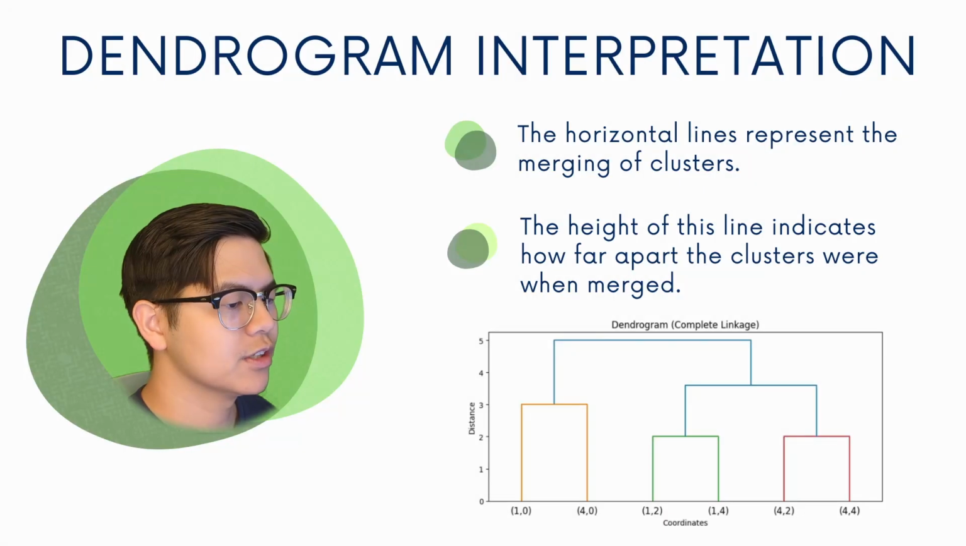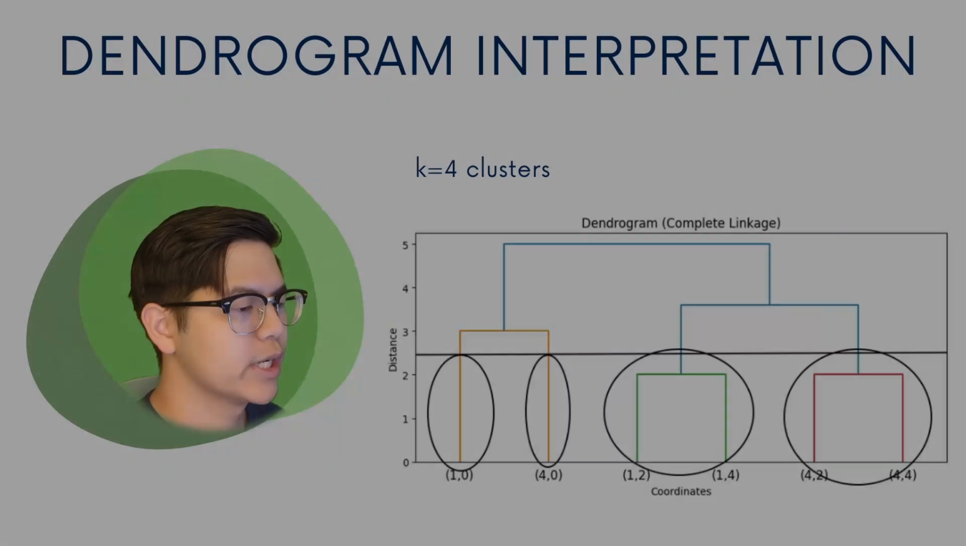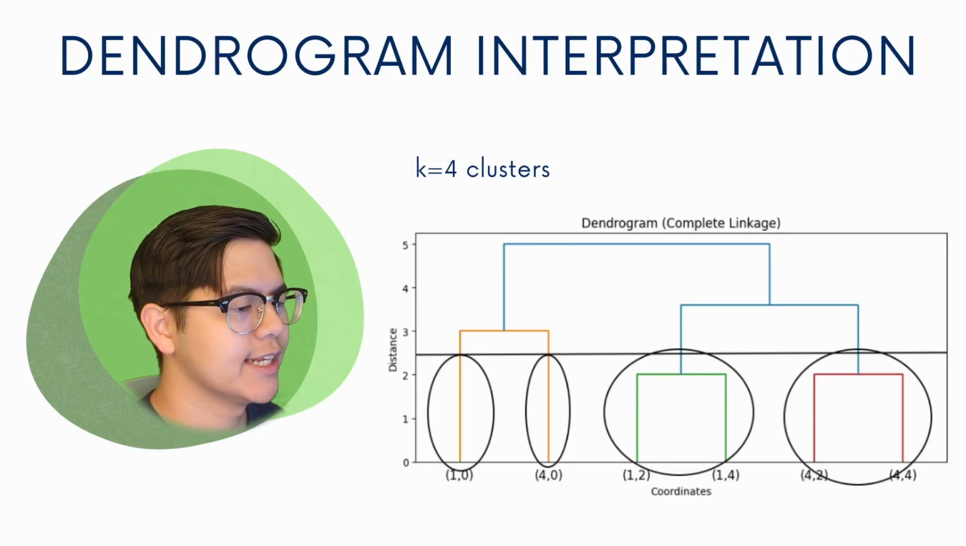The horizontal lines represent the merging of clusters. The height of this line indicates how far apart the clusters were when they were merged. The higher up this line is, the more dissimilar the merged clusters are. We can draw a horizontal line through the dendrogram where each vertical line it intersects is treated as a cluster. The example below shows k equals 4. By doing this, we can essentially choose k from a single dendrogram.